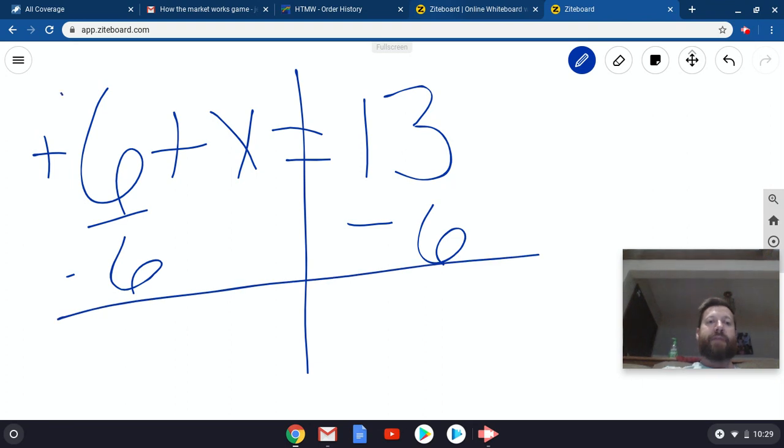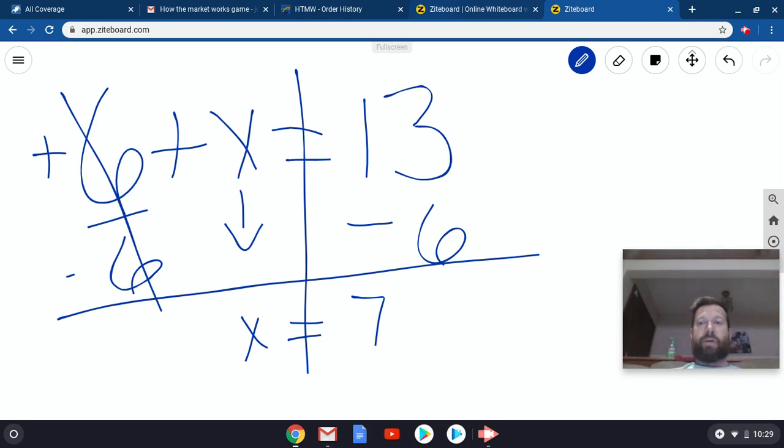And 6 minus 6 canceled. I'm going to bring down my x. 13 minus 6 is 7. Bring down my equal symbol, and I get x equals 7. So every one of these today has been an example of a one-step equation. They are not going to stay that easy for very long.